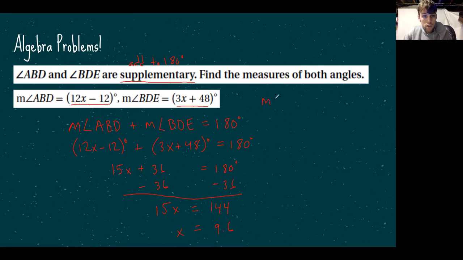So the measure of angle ABD is equal to 12x minus 12. So that's 12 times 9.6 minus 12. And I'll go ahead and calculate this really quickly. 12 times 9.6 minus 12 is 103.2 degrees. So that's the measurement of angle ABD.